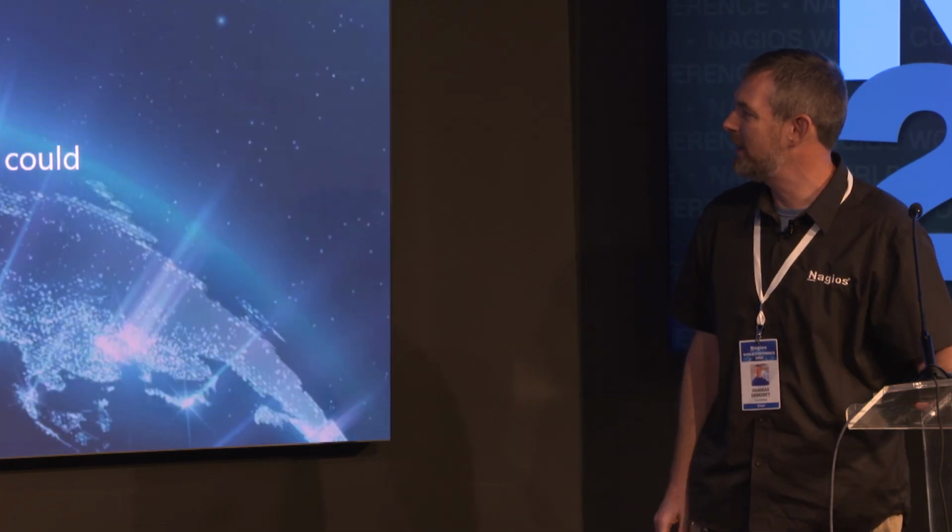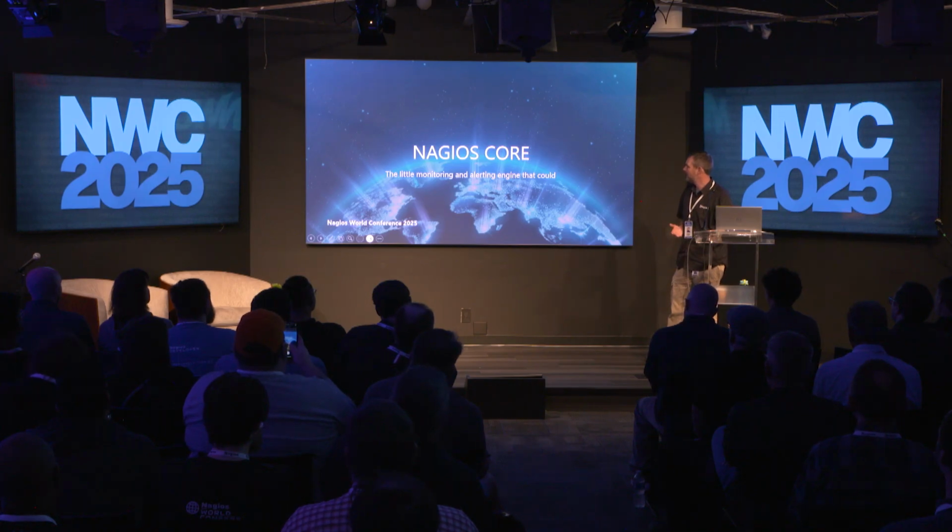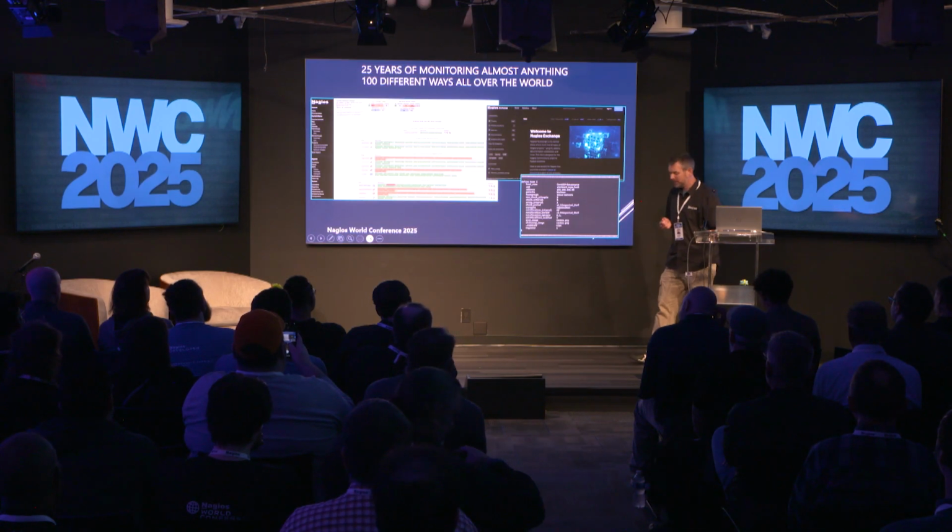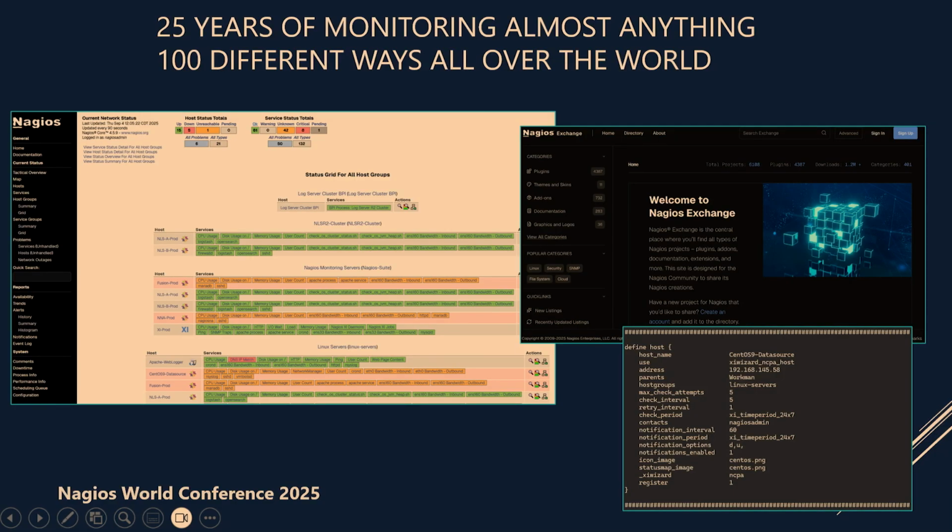So, Nagios Core, where it all began. Monitoring and alerting. It's a powerful engine. It's open source. For 25 years, it's been enabling people to monitor basically anything that uses electricity, and you can do it 100 different ways. So it's extremely capable and versatile in terms of monitoring and alerting you that something is going wrong. It is configured with flat text on the command line, which can kind of be a roadblock for some people, but once you get the swing of it, it's definitely doable.